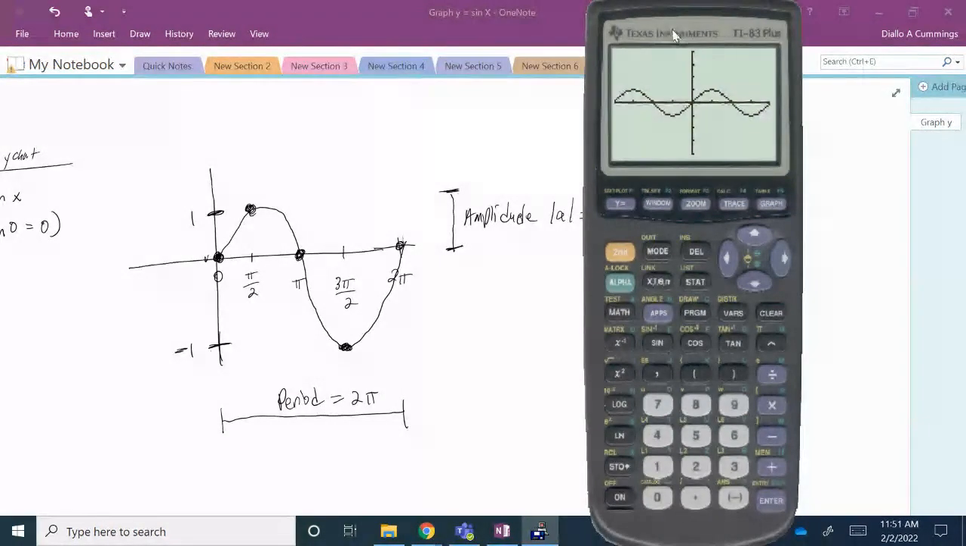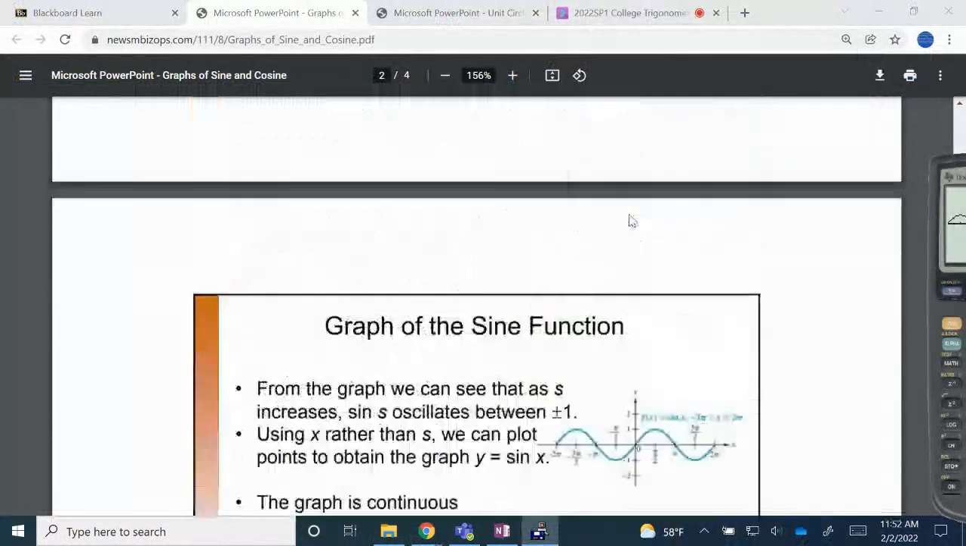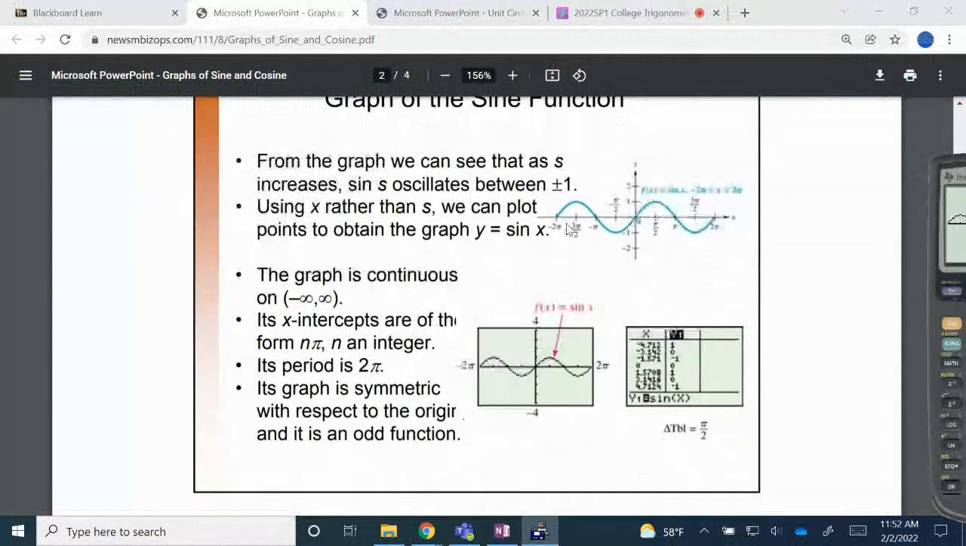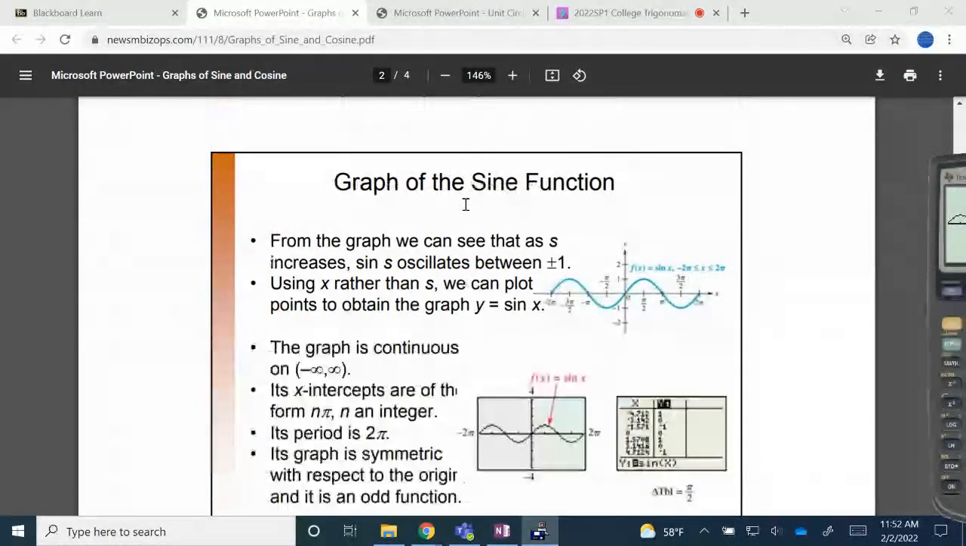All right, so next we're going to just look at this sine function capsule. So I'm going to just zoom out a little bit. All right, so this is just the graph of a sine function. It says from the graph we can see that as s increases, sine of s oscillates between +1 and -1. All right, so oscillates means that our graph is actually in between +1 and -1.